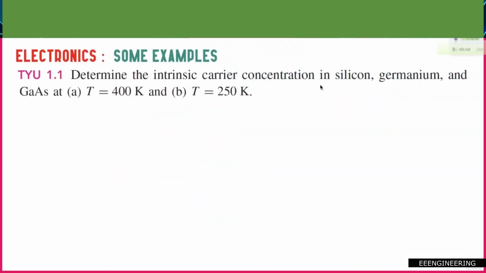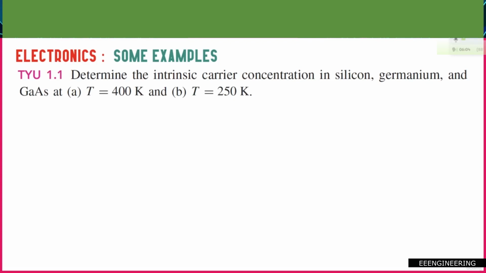Hello, everybody. In this video, we are going to solve some examples about the topics that we have covered so far. The first question says, determine the intrinsic carrier concentration in silicon, germanium, and gallium arsenide at T equal to 400K and T equal to 250K. I'm going to find the intrinsic carrier concentration for silicon and germanium in both situations, but gallium arsenide will be your homework.